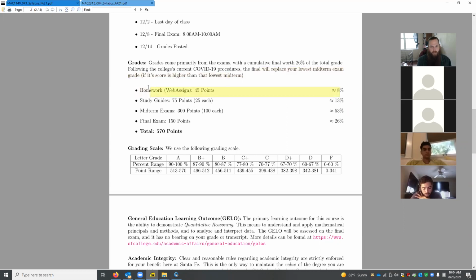I know that everybody's capable of getting those homeworks completed. I'm happy to grant extensions if you need them. That's a free 8%. And then the other thing is that the final will replace your lowest midterm. So if you have one midterm that just goes really badly, as long as you do decently on the final, you'll be okay, because the final will come in and take the place of that lowest midterm. But that's it. There are no other extra credit or bonuses or anything like that.